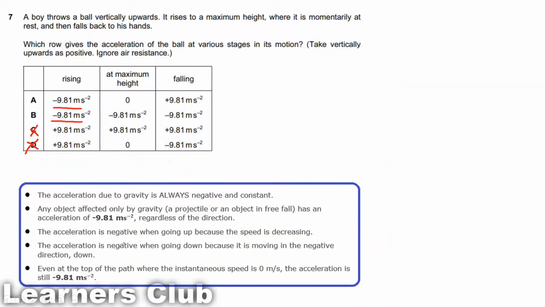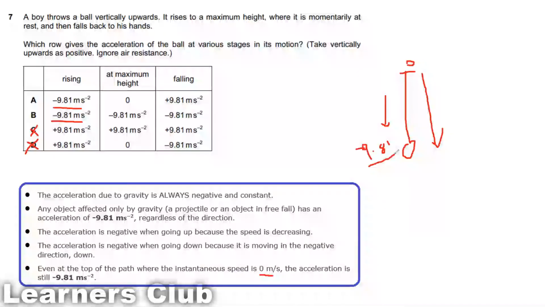Now, the acceleration is negative when going down because it is moving in the negative direction. Even at the top of the path, where the instantaneous speed is 0 meters per second, the acceleration is still minus 9.81 meters per second squared. So throughout, our acceleration is going to remain the same. For example, if you're throwing a ball upwards, it's this acceleration of minus 9.81 which makes the speed go to 0 at maximum height. It doesn't mean it doesn't have any acceleration. If it didn't have any acceleration, it would stand still there and not return back. But it is returning back because of this acceleration.